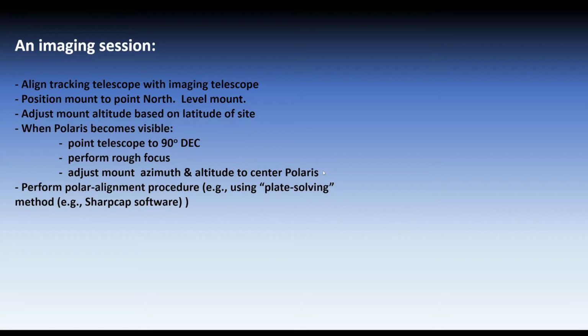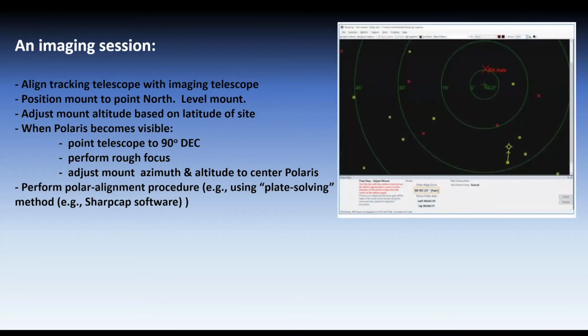Now, even doing all of that manual alignment, it's not nearly good enough to actually image. You need to have your polar alignment more accurate than that. There's several different techniques to do it. I use the plate solving method using SharpCap software. It's particularly easy in my setup because my imaging camera has a relatively wide field of view, a 3-degree field of view, which is well matched to the plate solving algorithms that are out there.